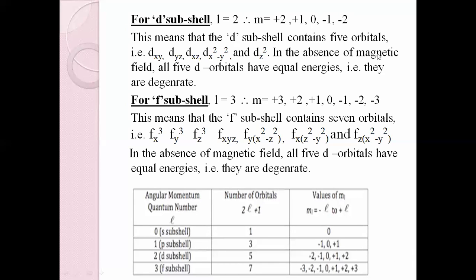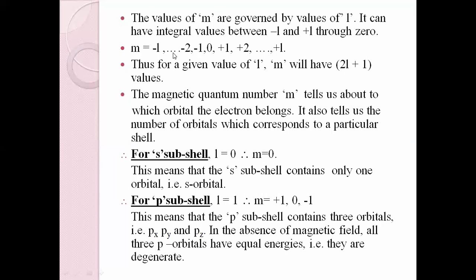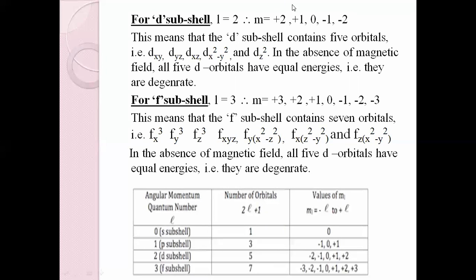Similarly, for D subshell, L is equal to 2. Then substitute this value of 2 in the formula for M, 2L plus 1. How much is it? 2 into 2, 4. 4 plus 1, 5. Now, these 5 are the integral values of m. Coming to the number line again, these 5 values will be written as follows: +2, +1, 0, -1, -2. It starts from +2 and is interconnected.